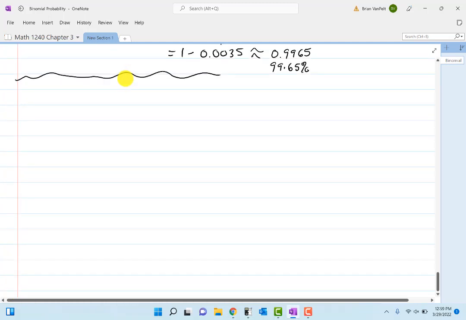So some of the things that we've talked about that are binomial trials, if you will, roll a die. You know, either your number comes up or it doesn't.